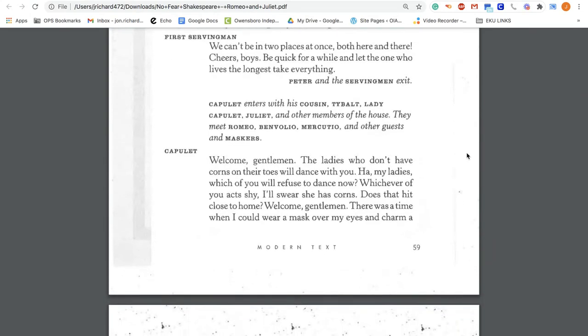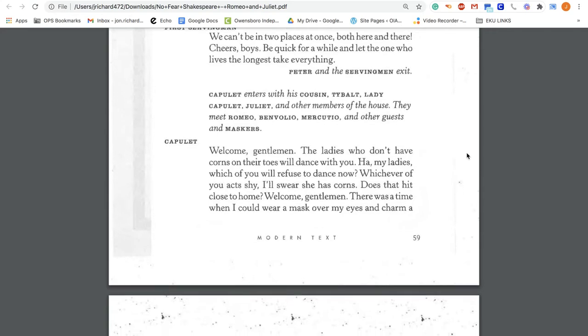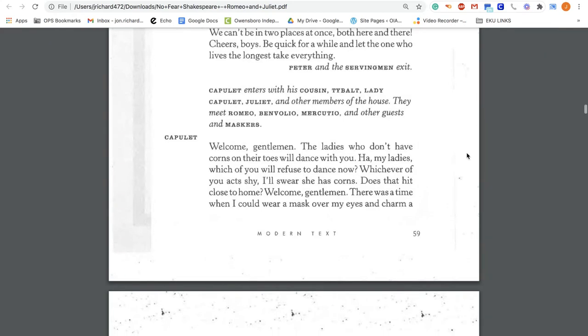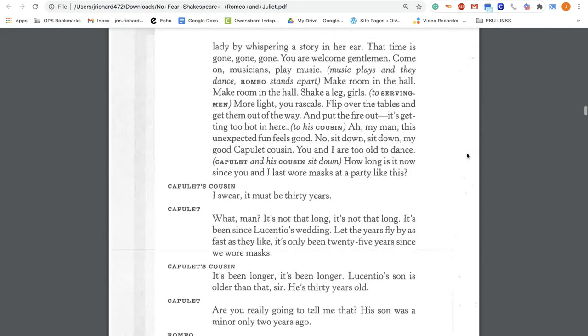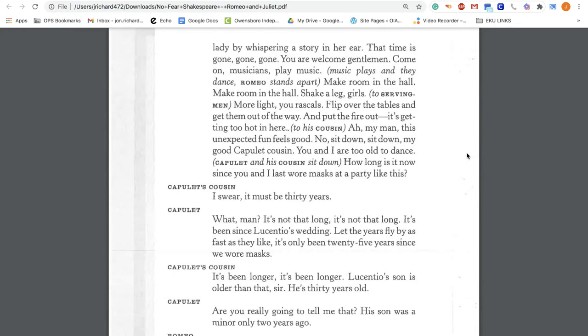Welcome, gentlemen. The ladies who don't have corns on their toes will dance with you. Hey, my ladies, which of you will refuse to dance now? Whichever of you acts shy, well, I'll swear she has corns. Does that hit close to home? Welcome, gentlemen. There was a time when I could wear a mask over my eyes and charm a lady by whispering a story in her ear. That time is gone, gone, gone. You are welcome, gentlemen. Come on, musicians, play music. Music plays and they dance.